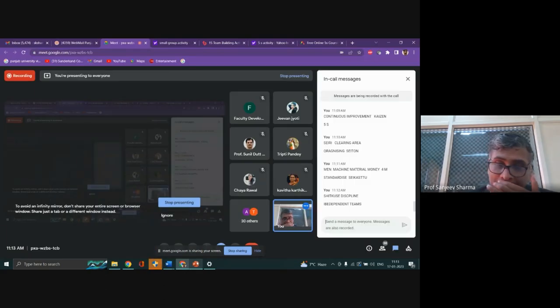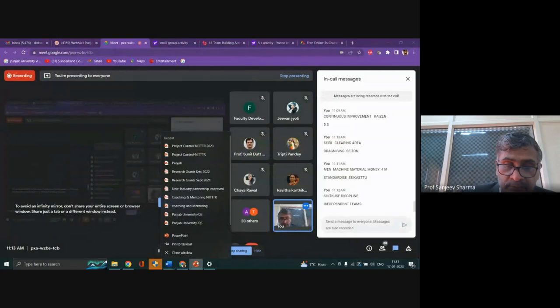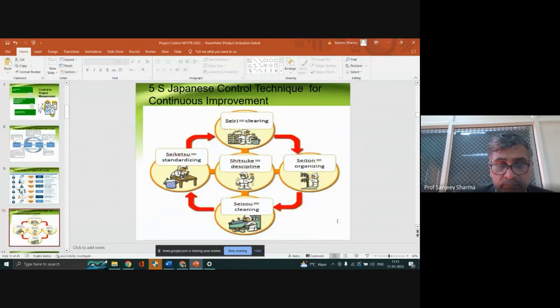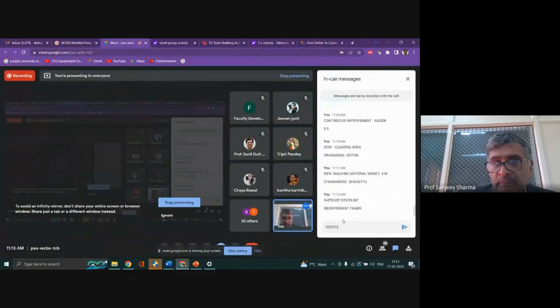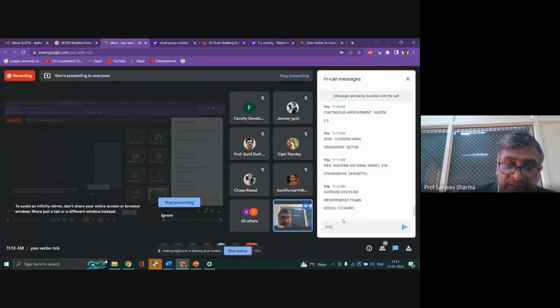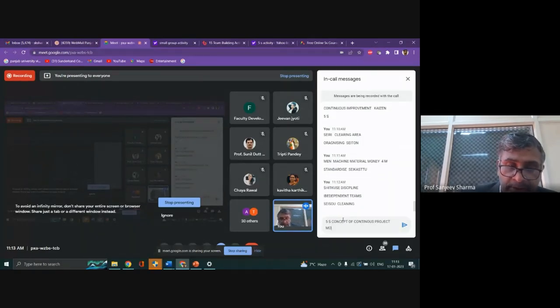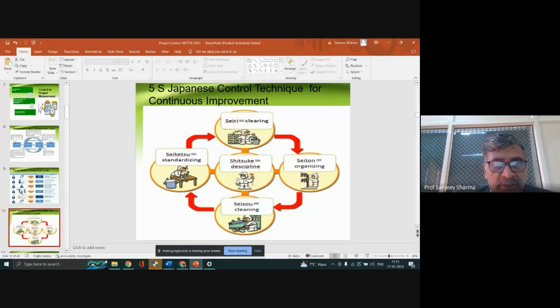And the last one, clearing all your previous work. That is Seiso. So friends, this is the 5S concept of continuous improvement as given by the Japanese for continuous project monitoring. Now allow me to show it in your PPT.